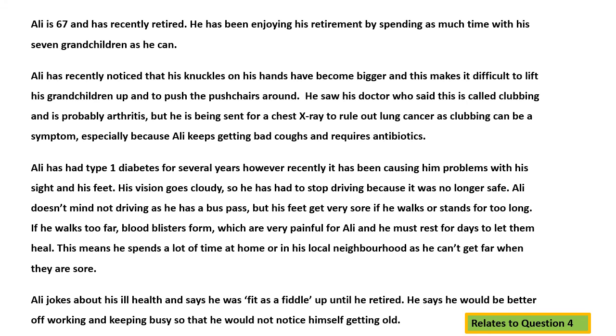This means he spends a lot of time at home or in his local neighbourhood as he can't get far when they are sore. Ali jokes about his ill health and says he was fit as a fiddle up until his retirement. He says he would be better off working and keeping busy so that he would not notice himself getting old. So what are Ali's health needs and what social care is available for him?